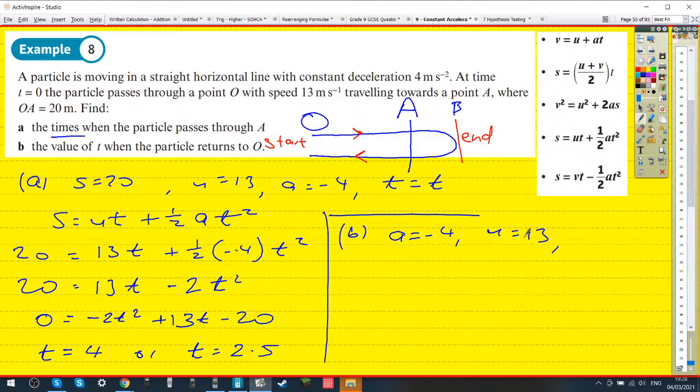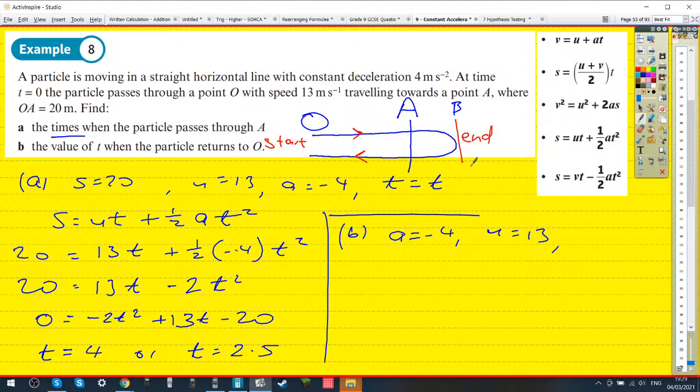Wait, no. O to A is 20, you can't use 20. So instead we use T, either 4 or 2.5. No, because that's not half of the whole thing. We would need to find half of the whole thing and then double it. So anything you know about B? Any value you could use there? Could you use 0? What would be 0? S. S is 0 when it returns back to where it started.